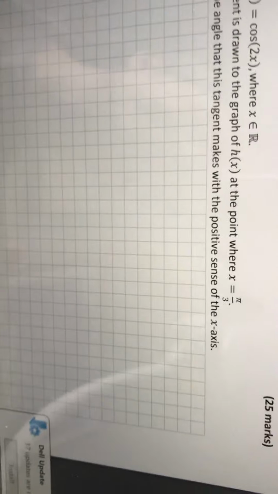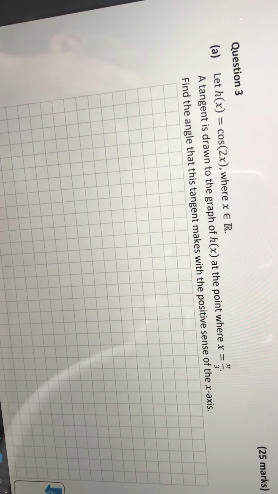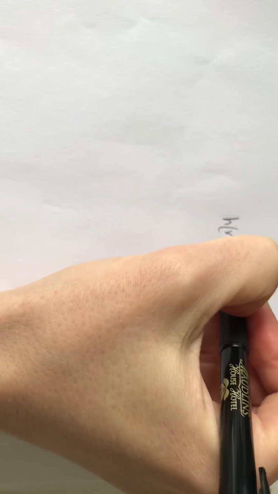2018 and paper 1, question 3. You can see it there. I'm going to work on that now. So my function is h of x equals cos 2x, x is any real number.